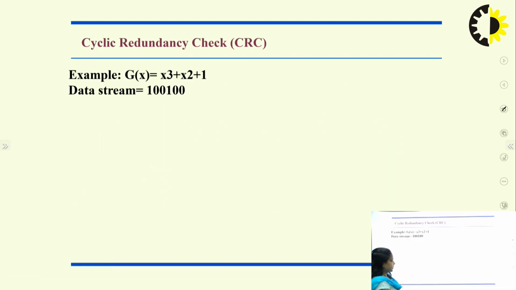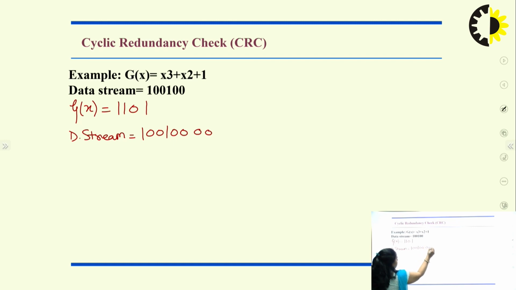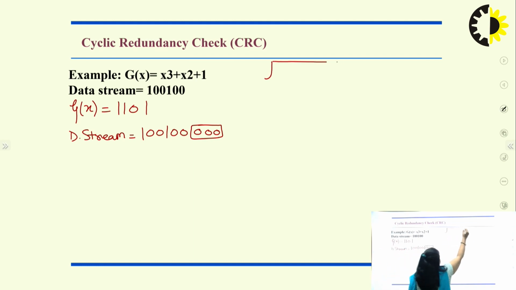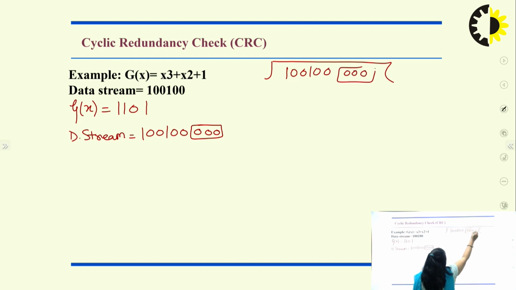When I'm talking about the sender side, suppose G(X) is already given. So G(X) is equal to 1101. Then the data stream is equal to 100100. It means we have to append the 3 extra zeros. Fine? Clear? So after that, what we have to do? We have to talk about the division method. In the case of the division method, the dividend is divided by the divisor. Fine?